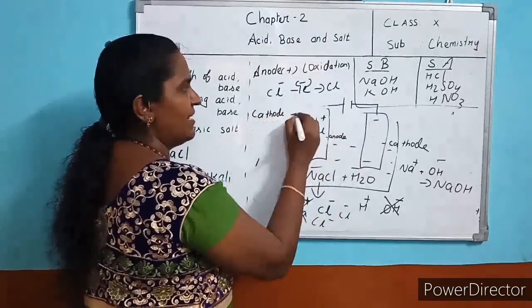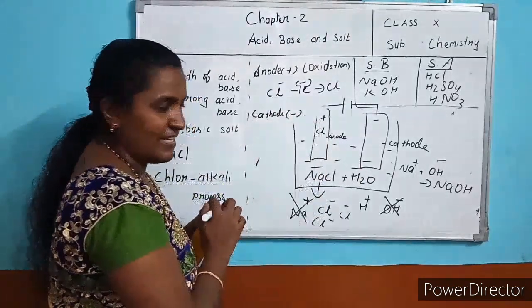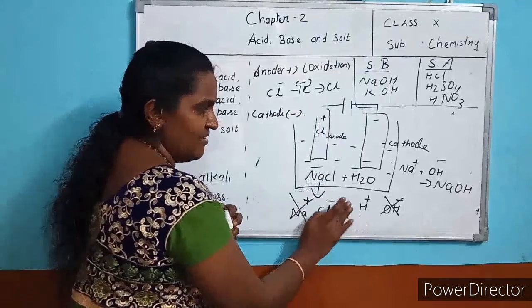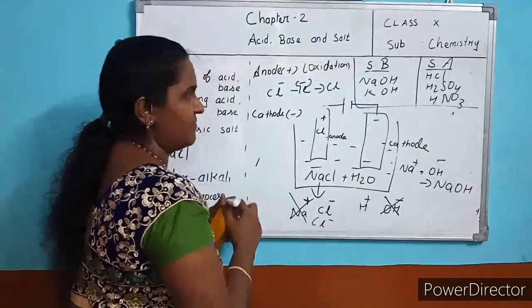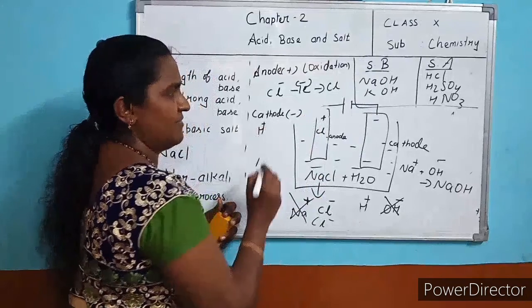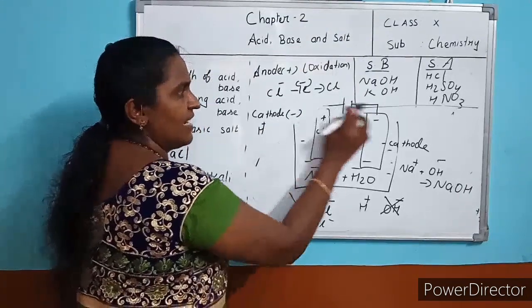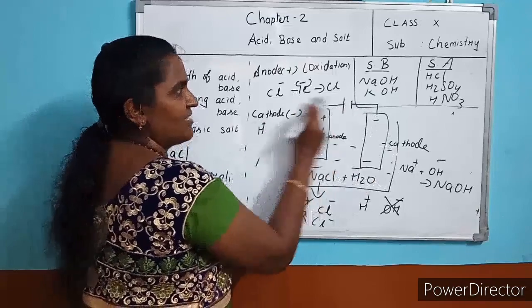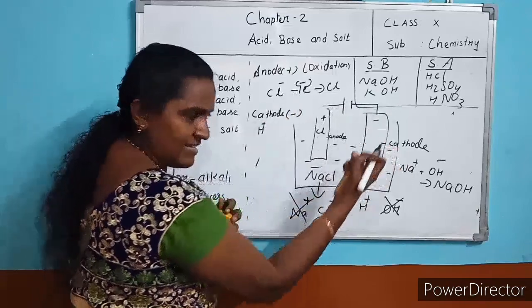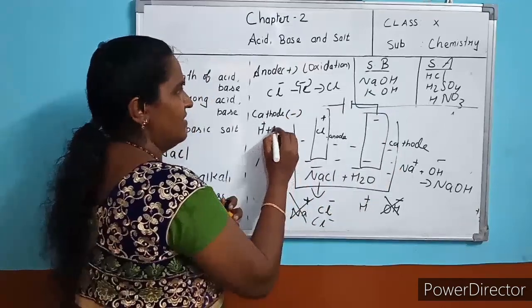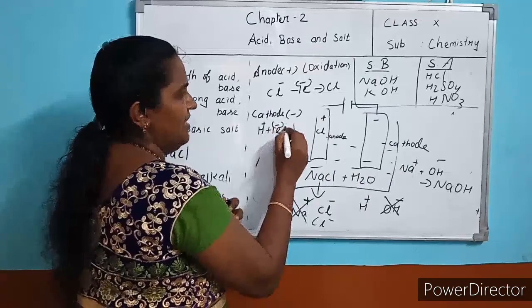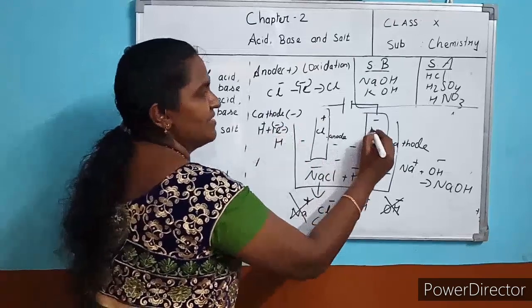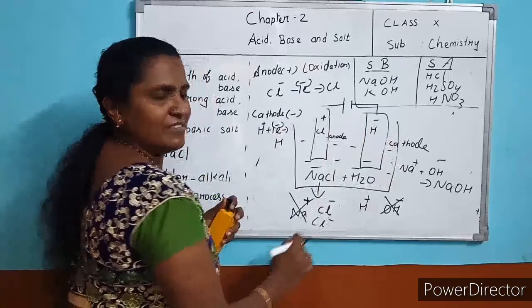Second, at the same time at the cathode, what rod did I tell you? Minus rod. Which ion will migrate? Plus ion, that means hydrogen plus. And what do they do? The hydrogen takes one electron. The chloride ion is giving the electron, the hydrogen is gaining the electron, and forms a neutral atom. Okay, a neutral atom it forms.